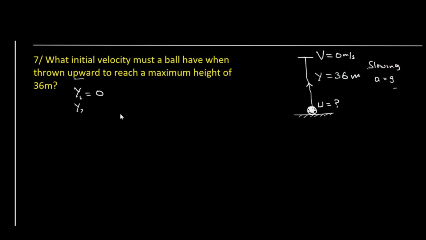So y2 will be 36 meters. It reached 36 meters, right? And I know something else: the final velocity v is 0 meters per second. All right, and I know g, the gravity, is acting here because this is vertical motion, so it is negative 9.8 meters per second squared.